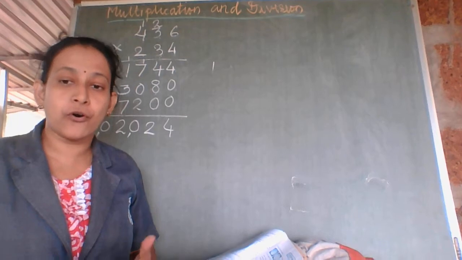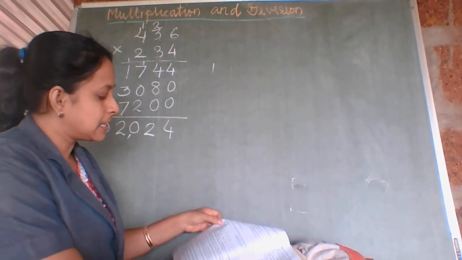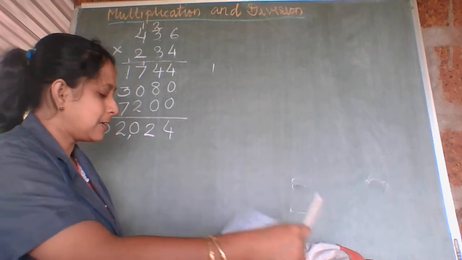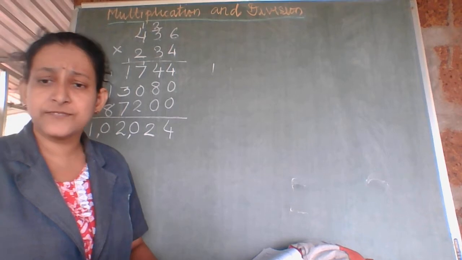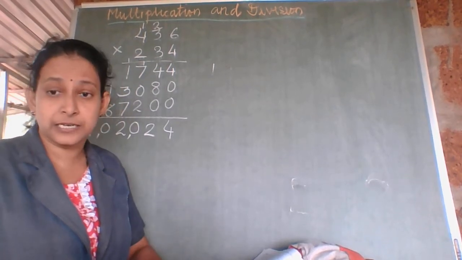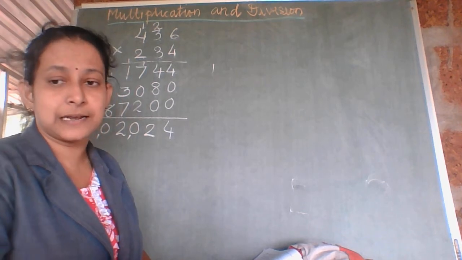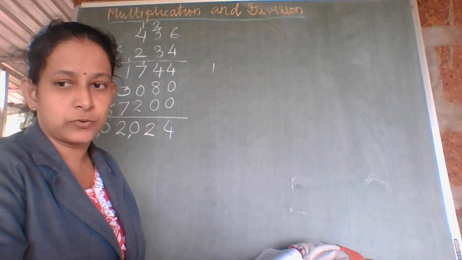Now we will go for the problem set number 14, that is multiplication. I will take two examples from that, and then I will ask you to solve other problems on your own. Is that clear, students? So let's begin with the problem set number 14 now.